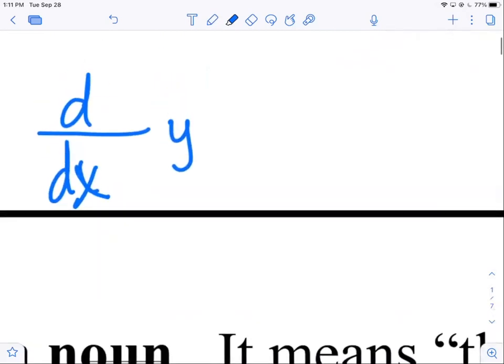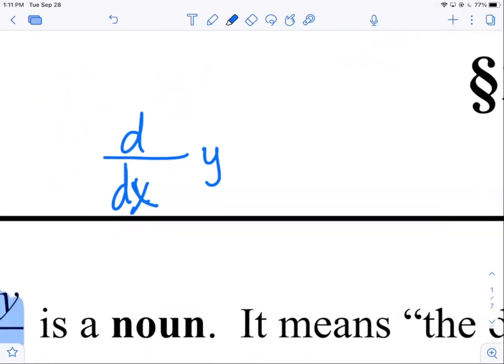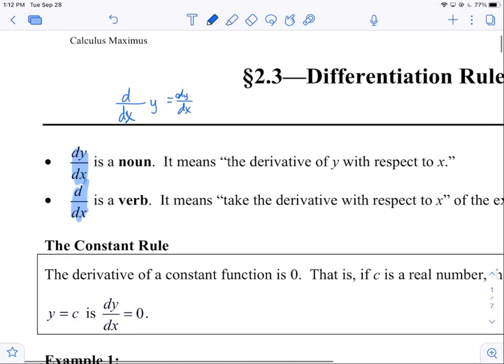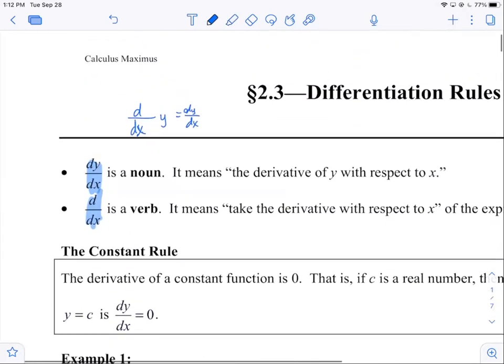So if you were to say d/dx of y, that would actually equal dy/dx. Okay? How do we take the derivative with respect to x of y? Well, it becomes the derivative of y with respect to x. So dy/dx is a noun. It's the exact same thing as y prime. It's the exact same thing as f prime, okay? But d/dx is a verb. The instructions are contained within.